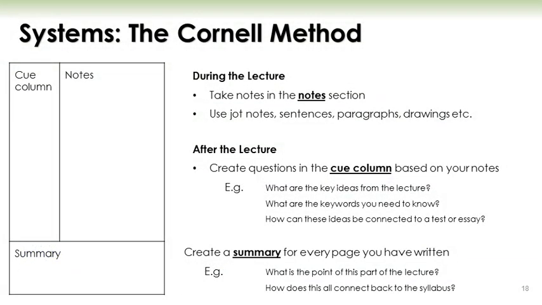The Cornell method is a note-taking style that actively engages you in understanding the lecture material. In this method, you divide your sheet of paper into three parts. During the lecture, you take notes in the notes column. You can use jot notes, sentences, paragraphs, and drawings.